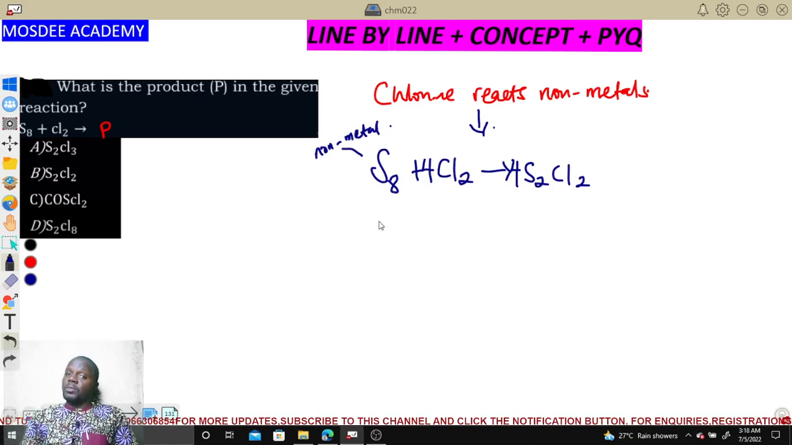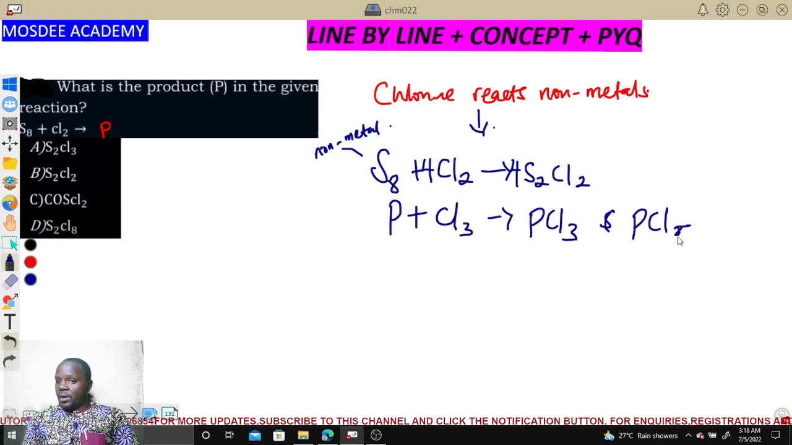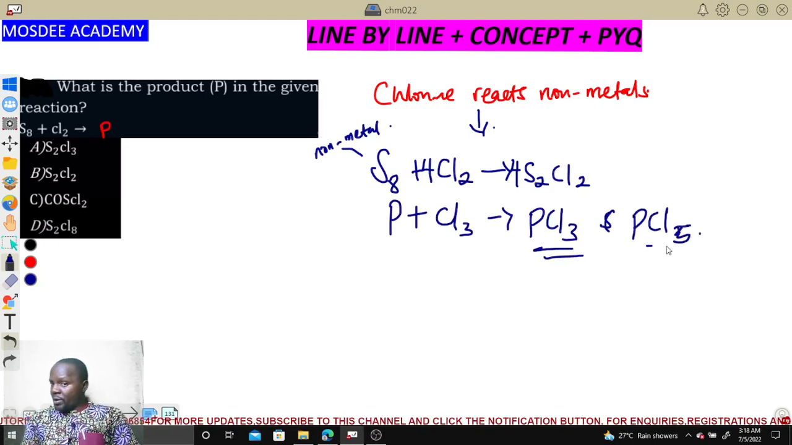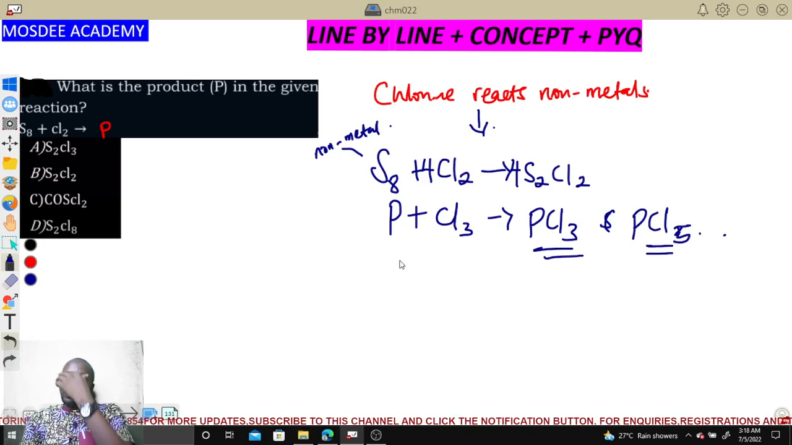Not only that, there are other non-metals that chlorine also reacts with. Chlorine also reacts with phosphorus. Phosphorus plus chlorine, it depends. It can be PCl3 and it can also be PCl5. You guys know very well. So that is the two ways. Another one you can keep in mind, it's also very common in questions. Chlorine also reacts with other non-metals. It is not only this.